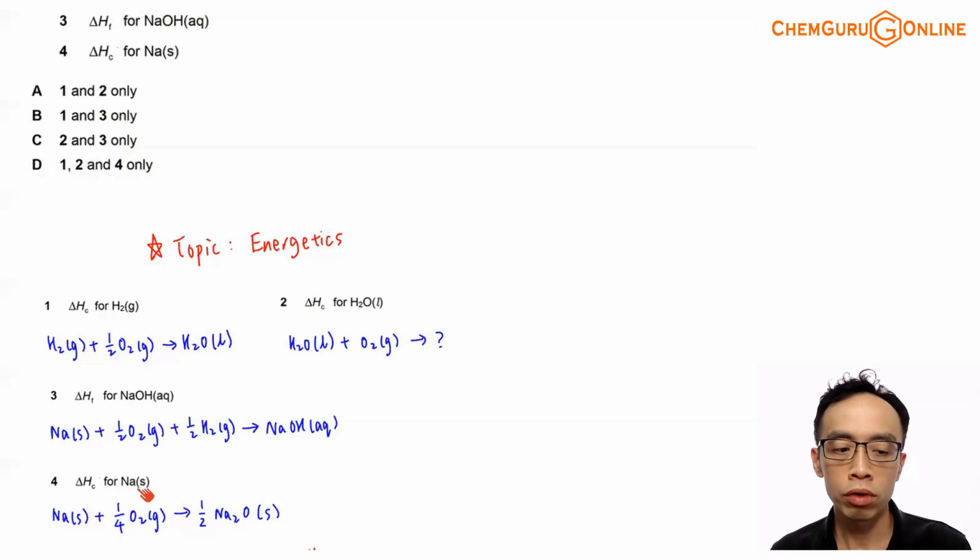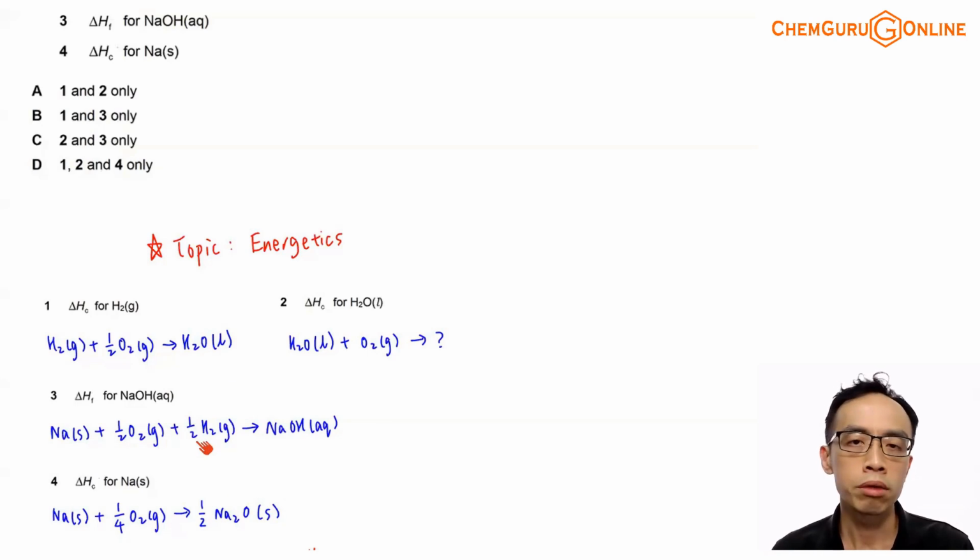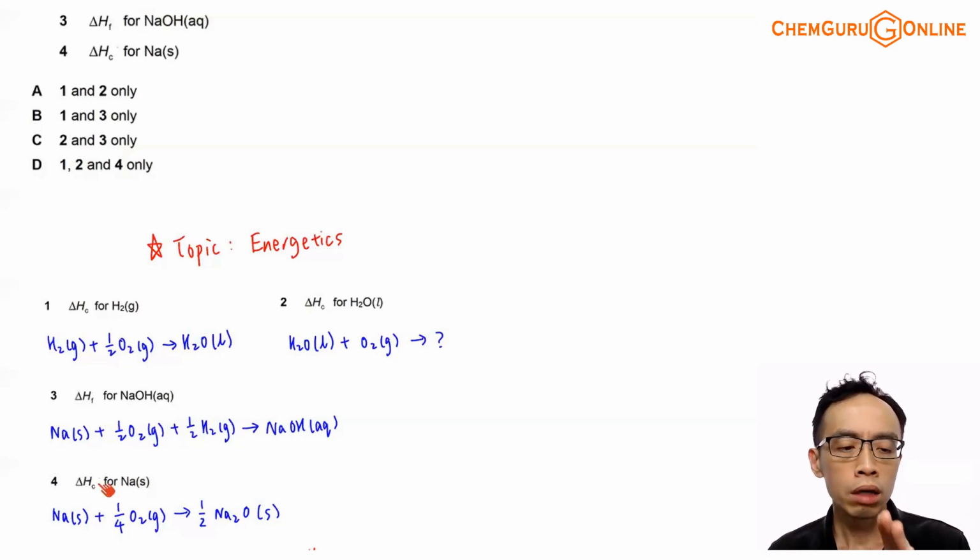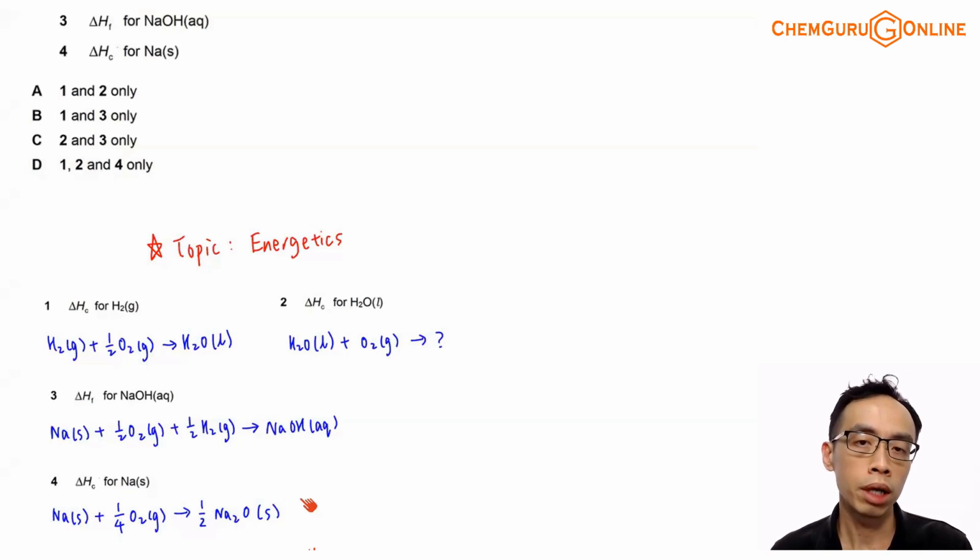Finally, number 4, combustion for sodium solid will be burning sodium in oxygen to give me the product, which is sodium oxide, Na2O, in a solid state. Now, remember, enthalpy change of combustion is burning 1 mole of the substance in oxygen to give me whatever product. So what I'll need to do is fix the coefficient for sodium to be coefficient 1. Then I balance the rest of the equation, 1 sodium plus 1/4 O2 to give me half Na2O. So this is the equation that represents enthalpy change of combustion for sodium.